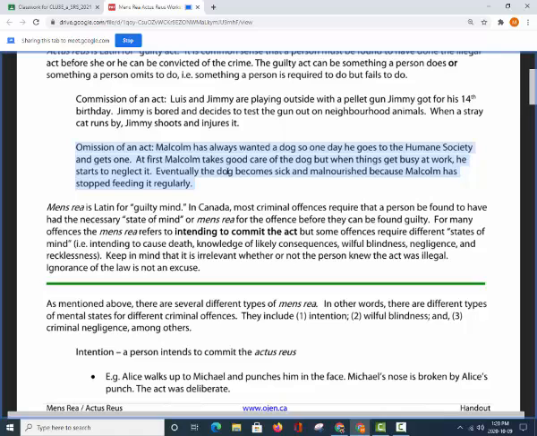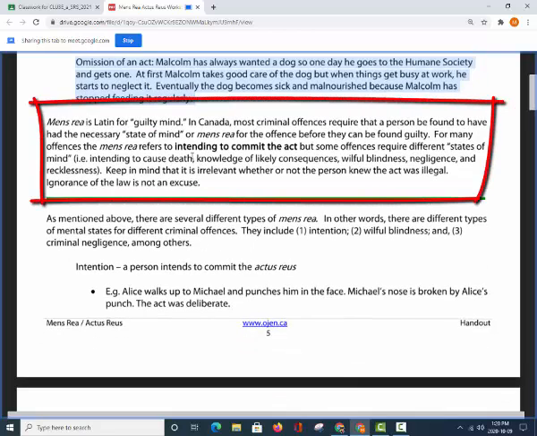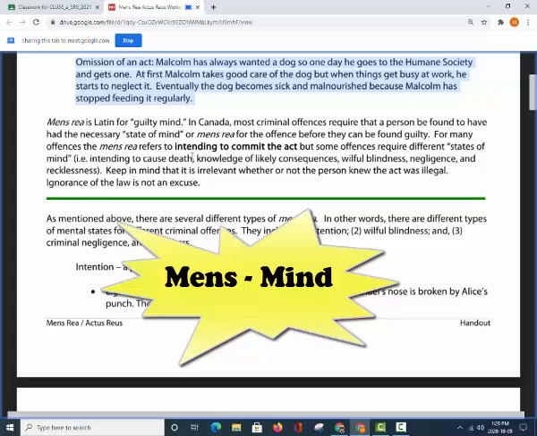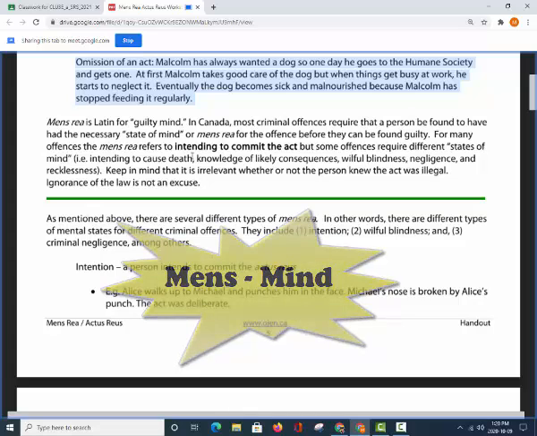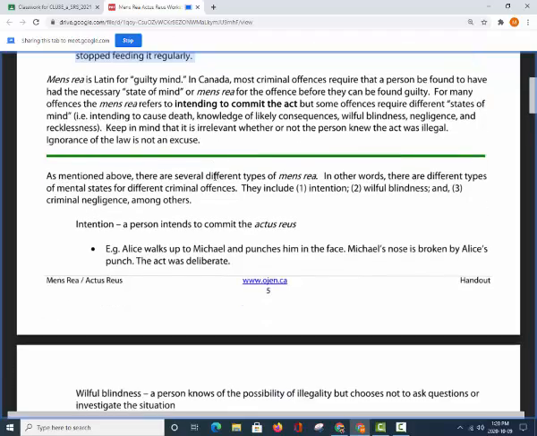Okay, next part. Listen very carefully. So mens rea. Mens, mind. So this is intent. This means that someone has planned to commit this act. So mens, mind, and intent. They mean to commit it. There are a few different levels to that.